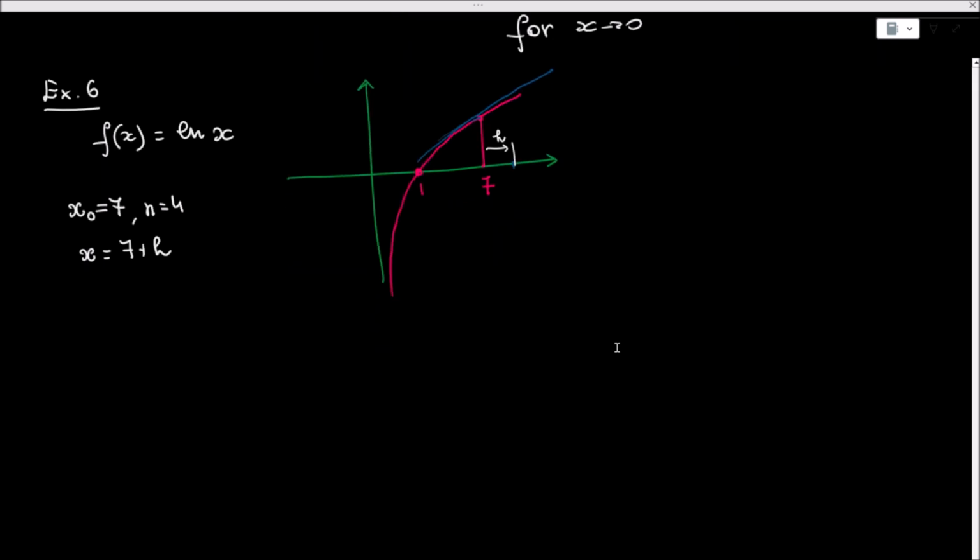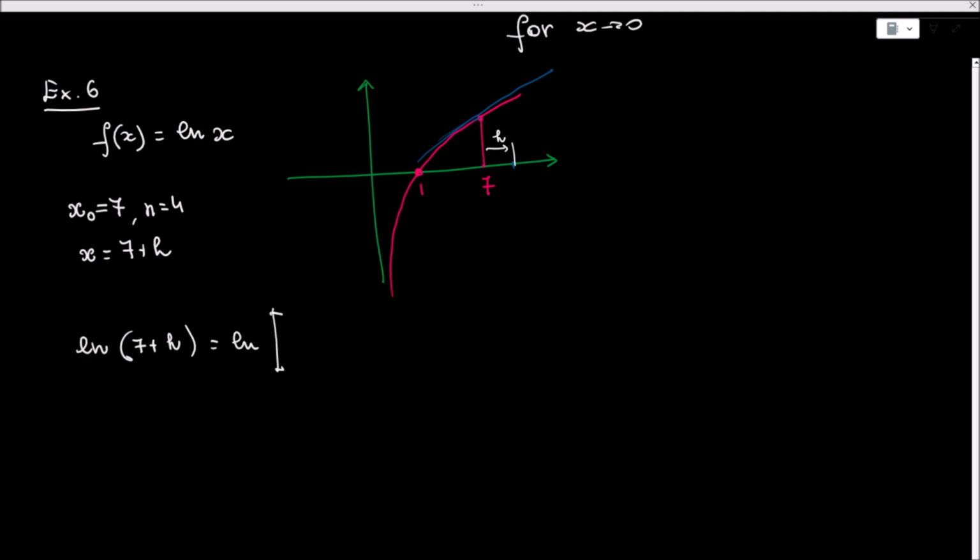So the logarithm of 7 plus h, which will be the function itself evaluated at x, but x is now expressed as 7 plus h for h that goes to 0. So this logarithm can also be written as follows.